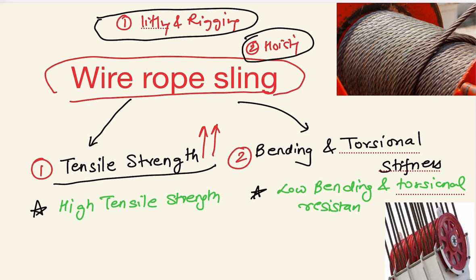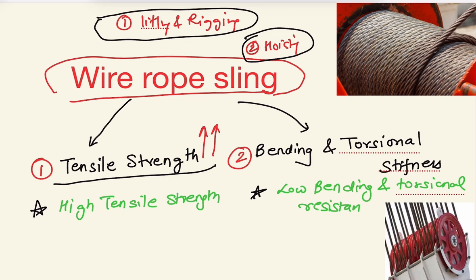So the second important property is bending and torsional stiffness. That is basically flexibility. If something has higher bending and torsional stiffness, then it will not be easily flexible. It can't be bent around something. So the two most important properties are tensile strength and bending and torsional stiffness. Based on application, wire rope slings always have high tensile strength, but depending on where you are using it, we have to focus on the bending and torsional stiffness also. And generally wire rope slings have low bending and torsional resistance. How this low bending and torsional resistance comes into the picture, we will understand later in this video.